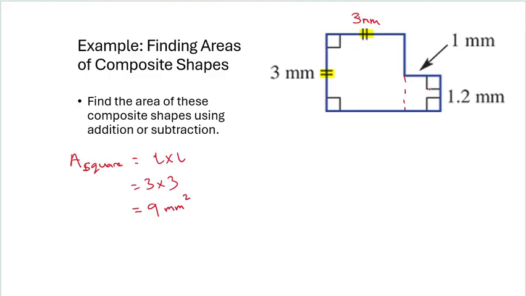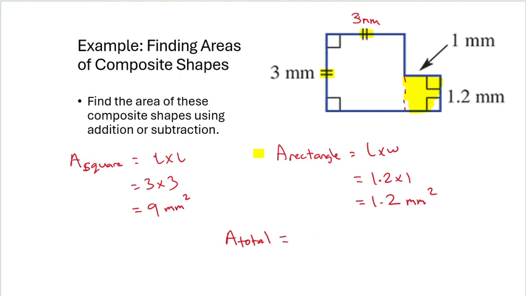Now, over here in my little box, it's colored in red. This is actually a rectangle, okay? A rectangle equals length times width. And the reason it's a rectangle is because the length and the width are different sizes. So you can just go 1.2 times 1, which is the same thing as 1.2 millimeters squared. And now what you can do is just add these two together. A total equals 9 plus 1.2 equals 10.2 millimeters squared.